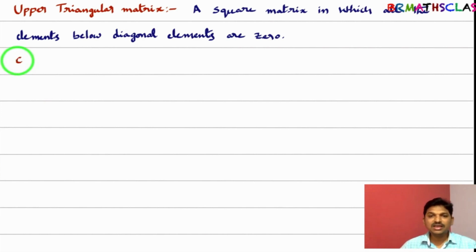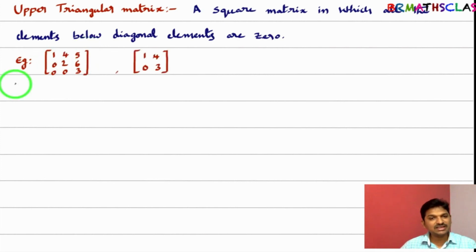Try to understand. It is a square matrix. Some people will start writing "a matrix in which", it's not like that. You should write square matrix. A square matrix in which all the elements below the diagonal elements are 0 is called upper triangular matrix. For example, you see this. With this example, you can understand easily.